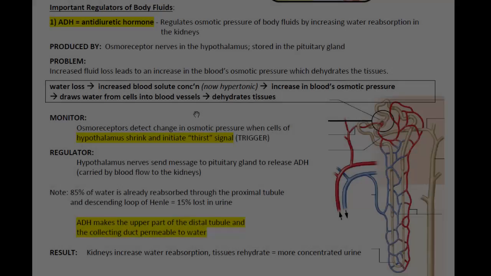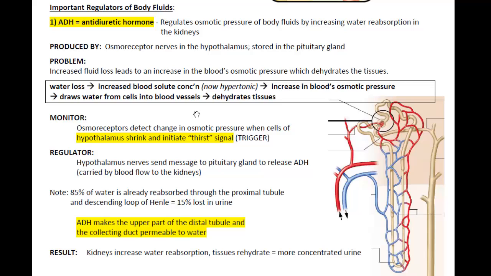So let's briefly talk about two very important hormones that are going to help us to regulate how much water is actually left in the body. The first one is ADH, or antidiuretic hormone. Hopefully you can see if it's called antidiuretic, then it should be preventing urine from being produced. In other words, we're going to try to retain or reclaim as much water as possible. So it's going to regulate osmotic pressure of the body fluids by increasing water reabsorption in the kidneys.